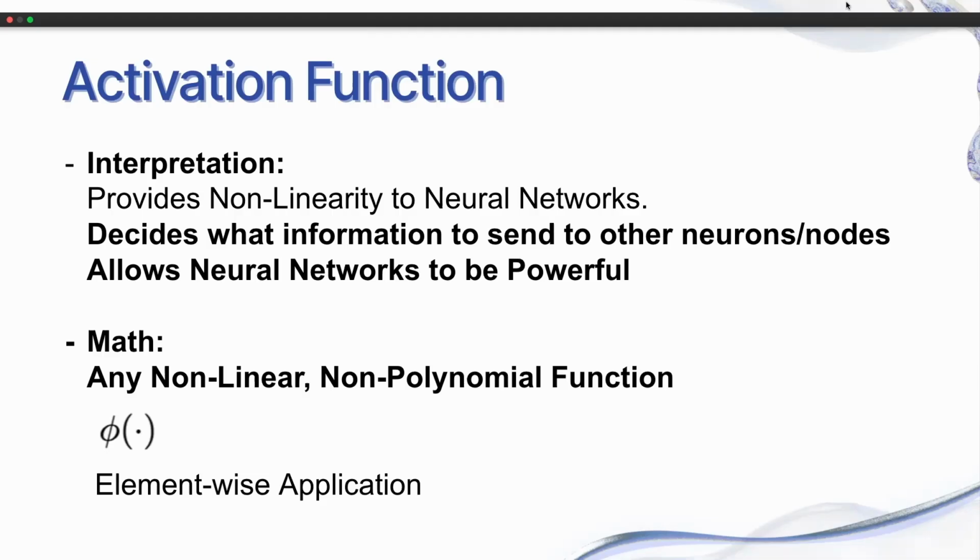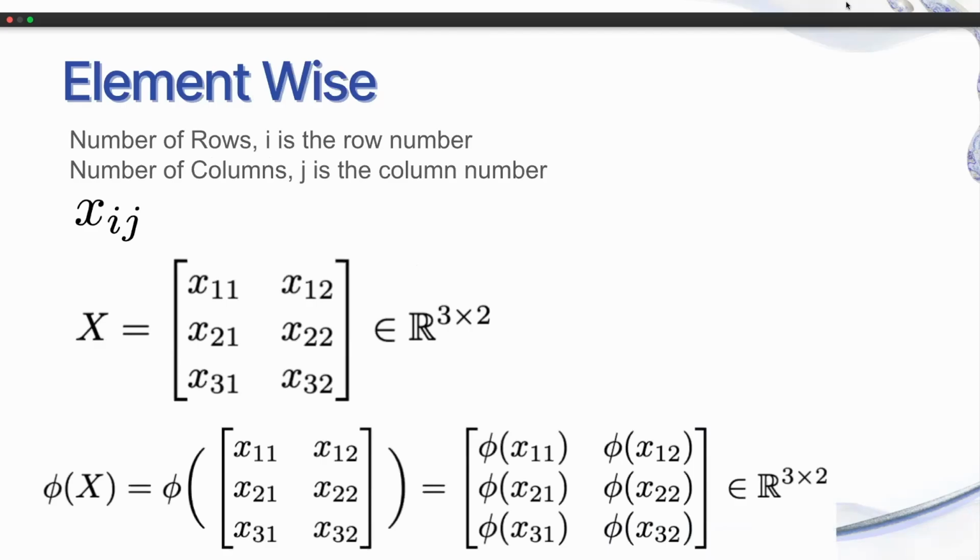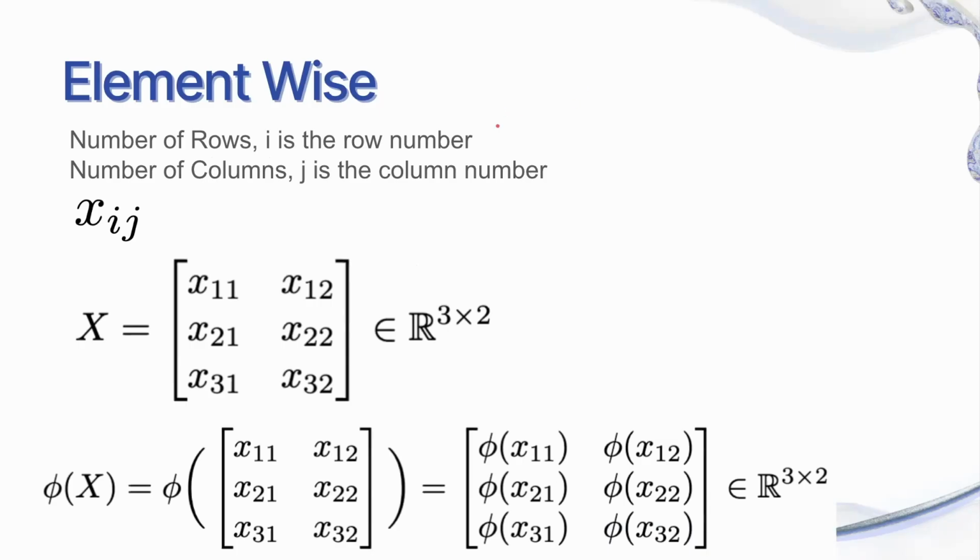Okay. And then when we apply this activation function, it's always element-wise application. What does that mean? Let's say we have this matrix. The key thing is that the matrix is just a way to format your numbers, where you have some number of rows and some number of columns. This first number here represents the number of rows for your matrix, and this second number represents the number of columns.